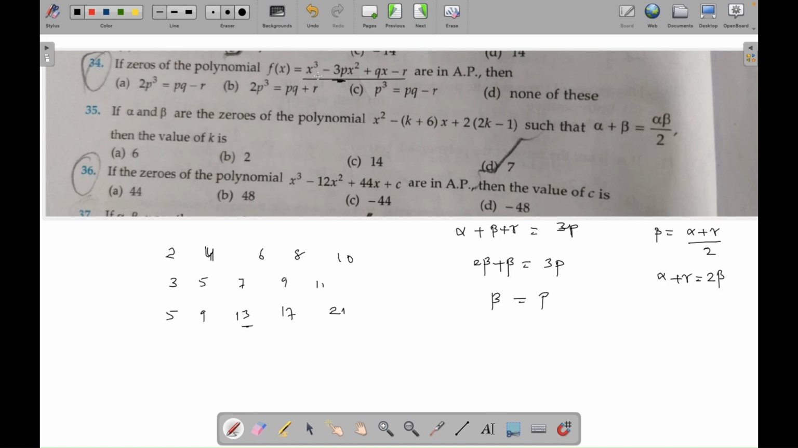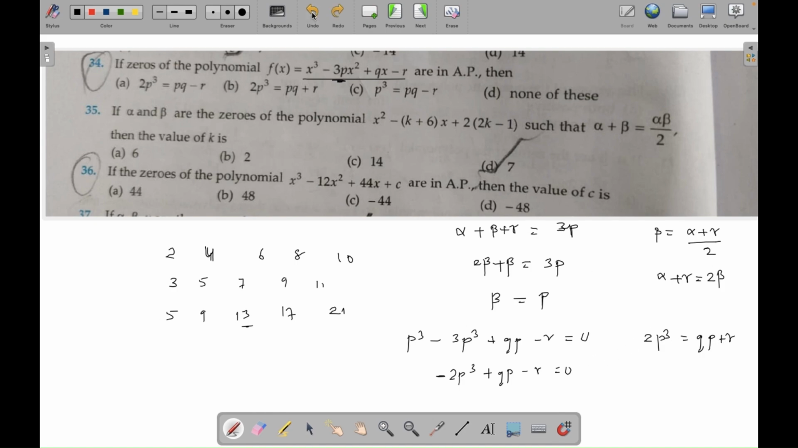And you know that beta is a root, which means if you substitute beta here, this will be equivalent to 0. So instead of beta, I'll just write p. So I'll substitute p here. I'll get p cube minus 3p cube plus qp minus r is equal to 0. So p cube minus 3p cube is equal to minus 2p cube plus qp minus r is equal to 0. If I take this to the right hand side, we'll get 2p cube equals qp plus r.